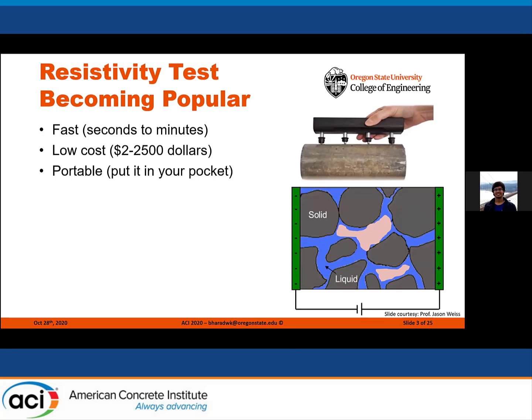In recent years, it's becoming more and more common to measure electrical resistivity as an indicator of the performance of concrete. This is great. Measurement of resistivity is quick, it's relatively inexpensive, and the equipment is usually quite portable. My colleagues have hinted and talked about the testing details in other talks, and if anyone would like some references on the testing methodology and details, please feel free to shoot me an email and I can send you some references and sources.